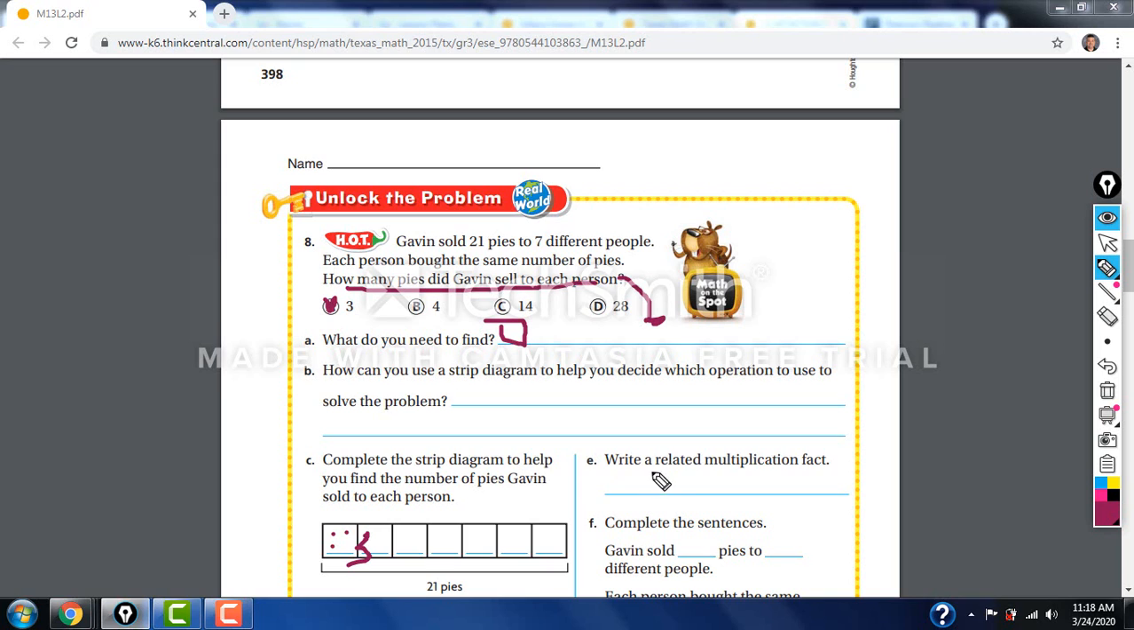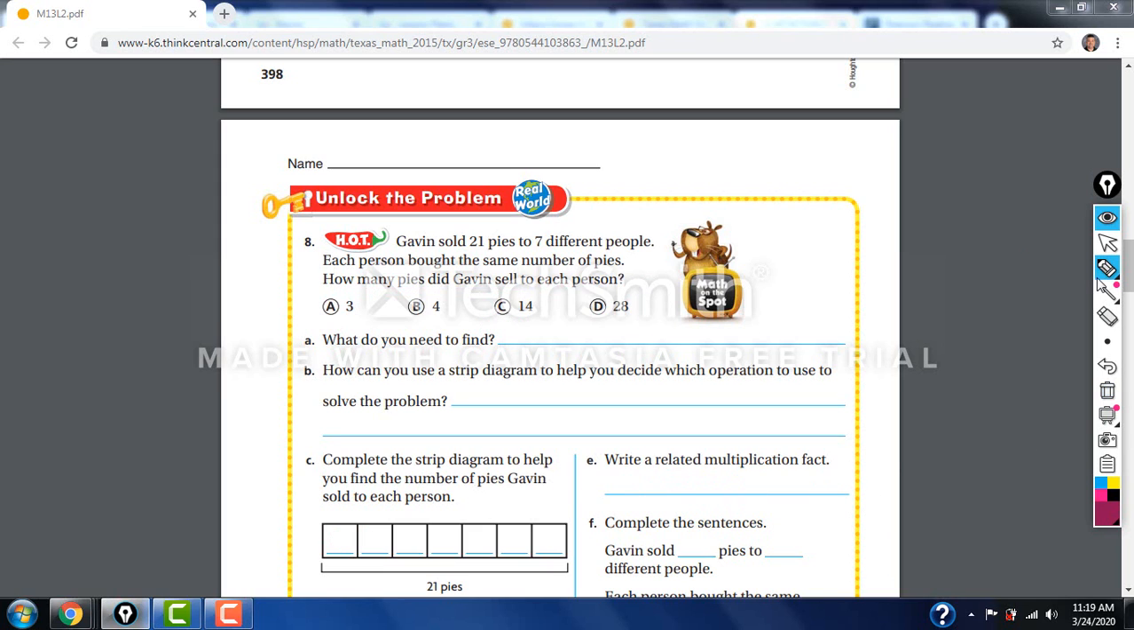Write a related multiplication fact. So what? 7 groups. Each group has 3 equals 21. Take a look at that. 7 groups, 1, 2, 3, 4, 5, 6, 7. That's this. 3 in each group. I know that 3 doesn't look so great, and my 21 doesn't look so great. Just bear with me. That pen should be coming in pretty soon.